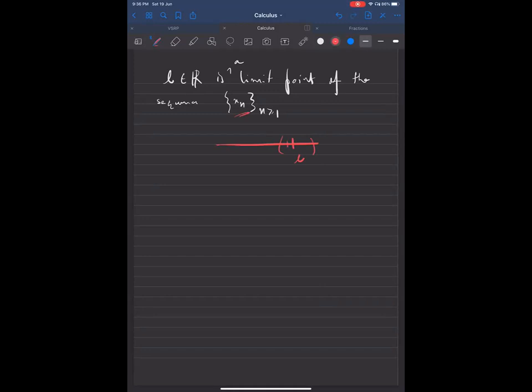So another way to state it is, what you said is a perfect definition, which is equivalent to what I'm going to say now: that there exists a subsequence of xn converging to L. Do you agree with me? Are they equivalent? Why do you think they're equivalent or not?